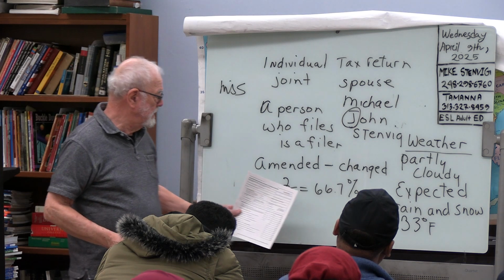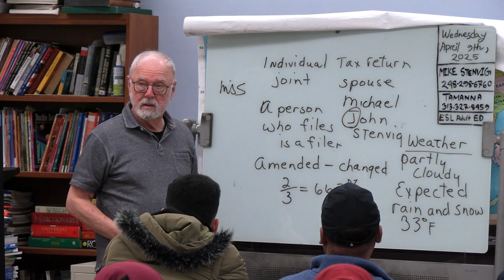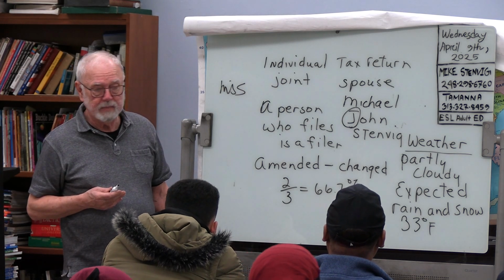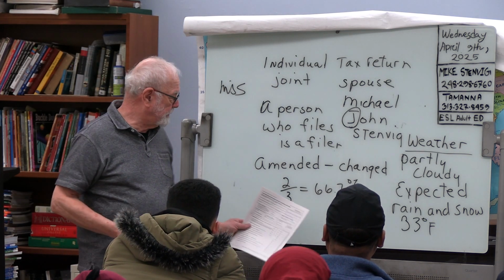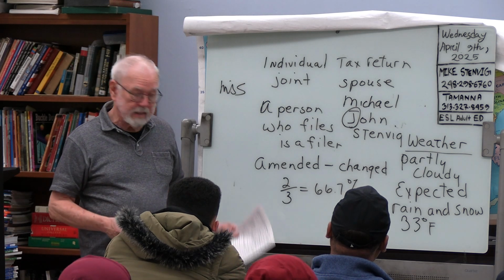2/3. 66.7%, more than half. 2 out of 3 parts. You see these fractions, sometimes they use these fractions instead of decimals.